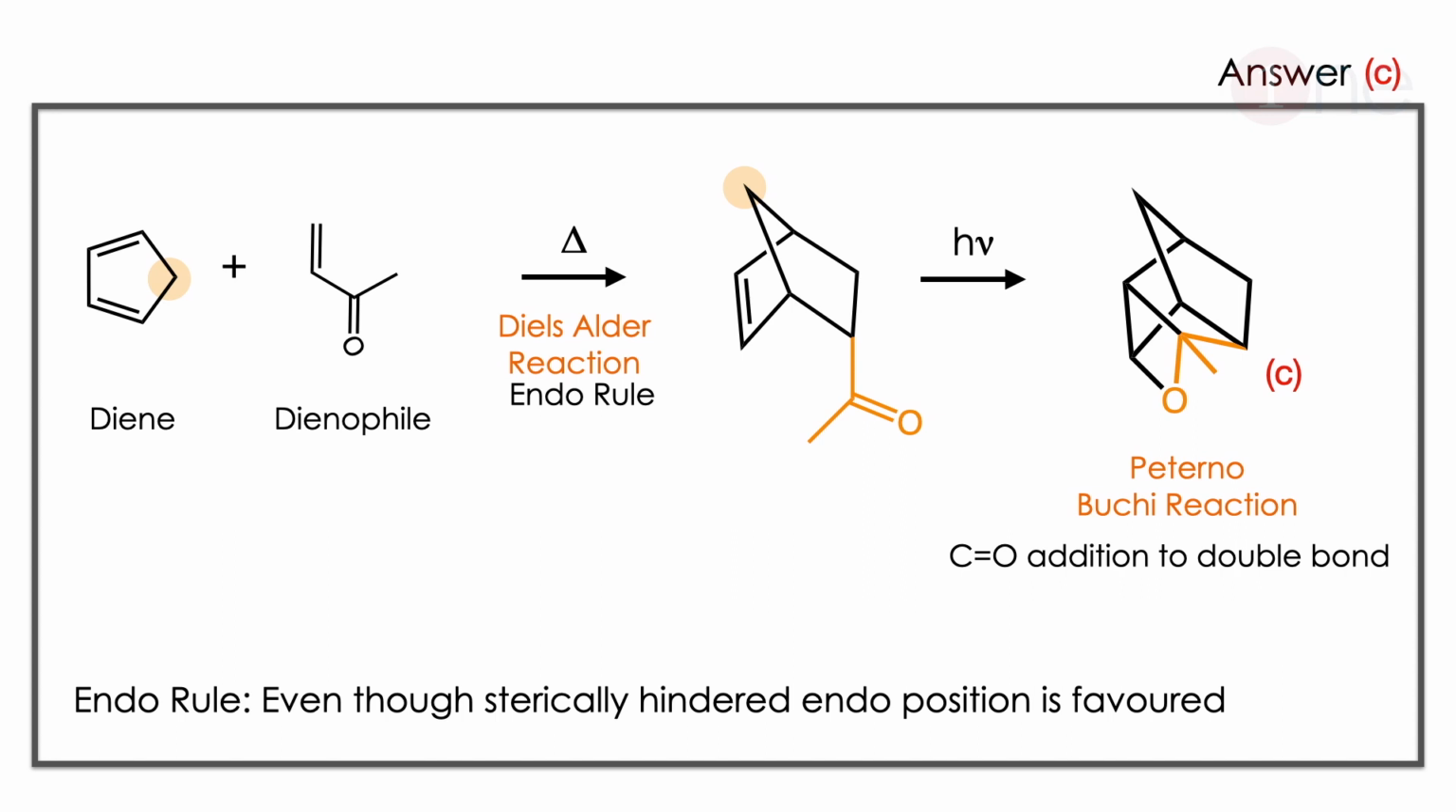Then the light. What can light really do? Here you have a carbonyl and a double bond. Then a new kind of reaction, which is the Paterno-Buchi reaction, comes in. There are two kinds of reaction combined here, the Paterno-Buchi reaction and the Diels-Alder reaction. So the C=O addition to a double bond is called the Paterno-Buchi reaction. It is exactly like the Diels-Alder reaction, but only the C=O bond is added there. So the final product will be C. Here you have to know that two name reactions came in, as well as the endo rule. Then only you can identify the product.